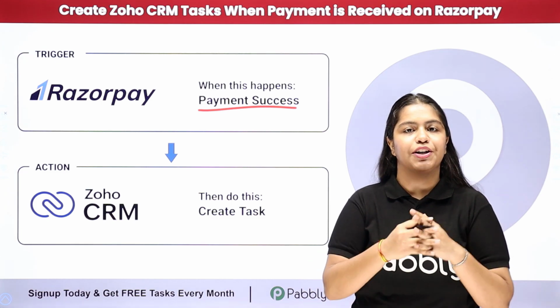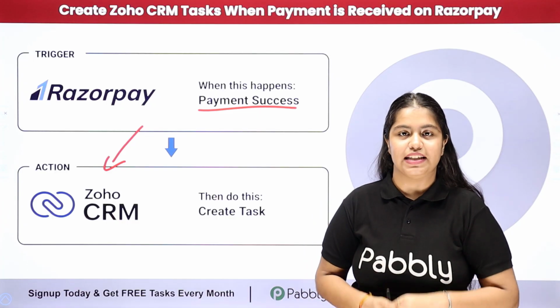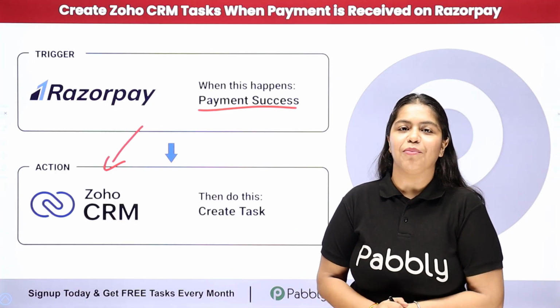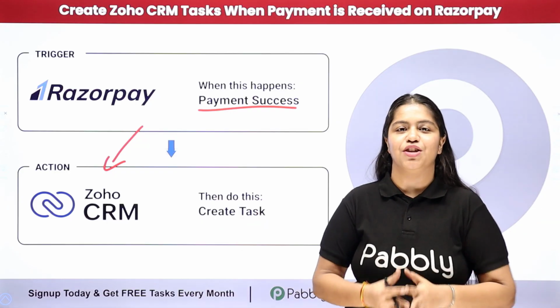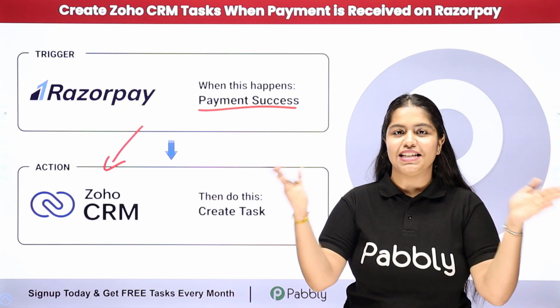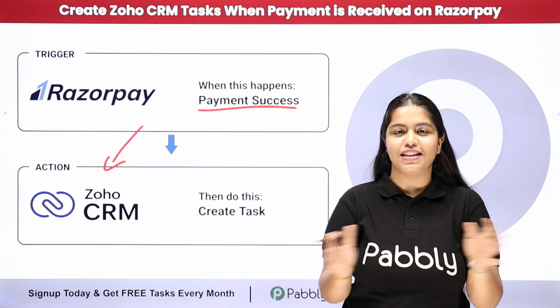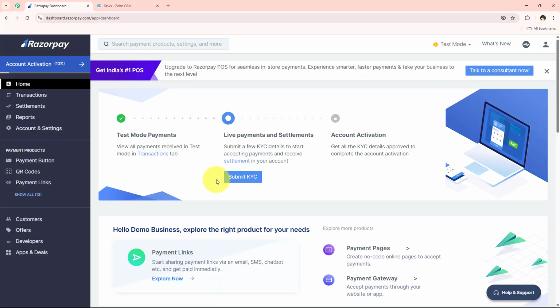So to do this, we are simply going to create a connection between Razorpay and Zoho CRM, and we are going to create this connection without knowing any programming or coding language using an amazing automation software which is Pabbly Connect. So if you also want to create this amazing automation for your own business, then for that you have to come with me towards my screen. So welcome to my screen everyone.